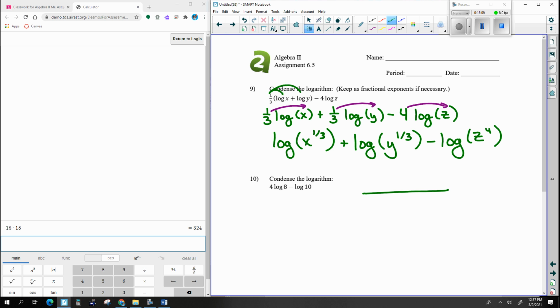Any positive numbers are on top, any negative numbers are on the bottom. Actually, this has to be inside a single log, sorry. Start there. So that means an x to the 1/3 is on top, a y to the 1/3 is on top, and a z to the 4th is on top.